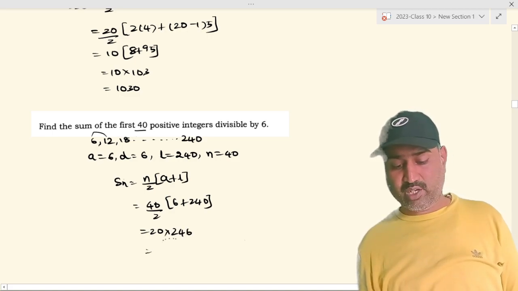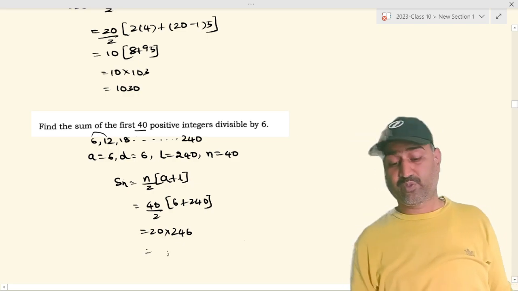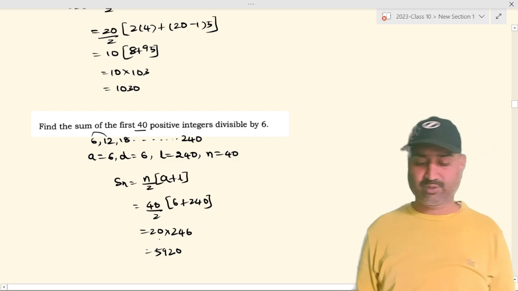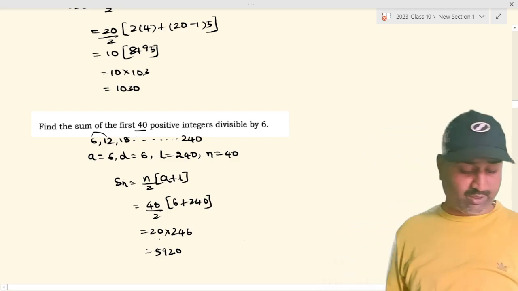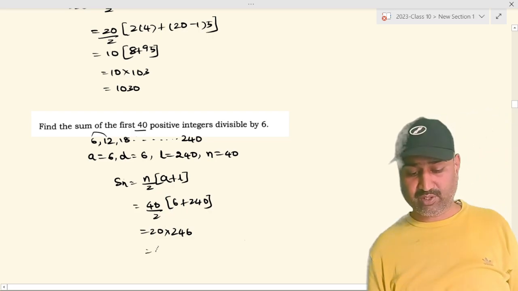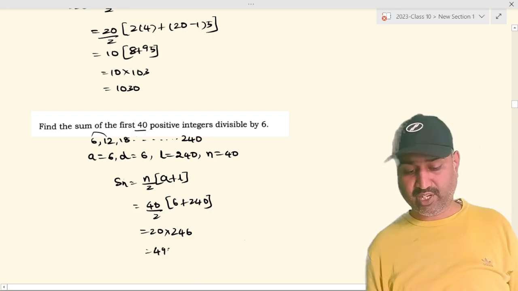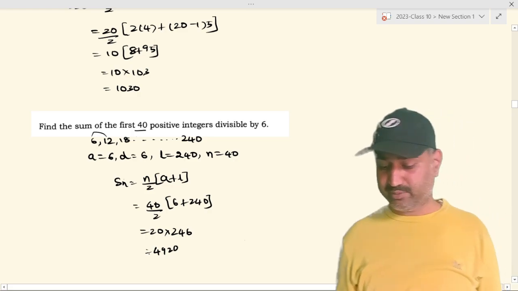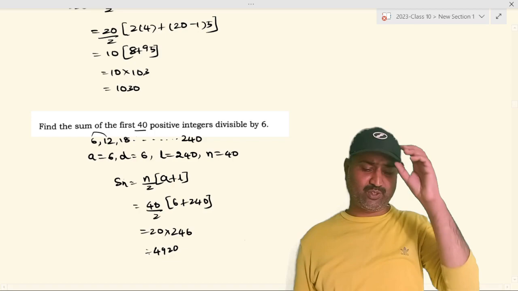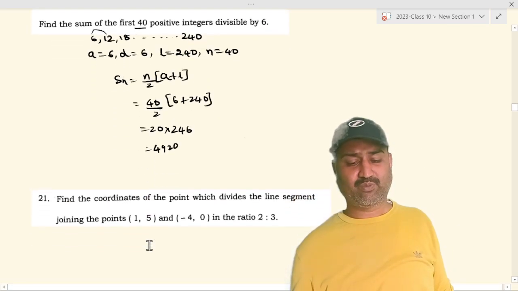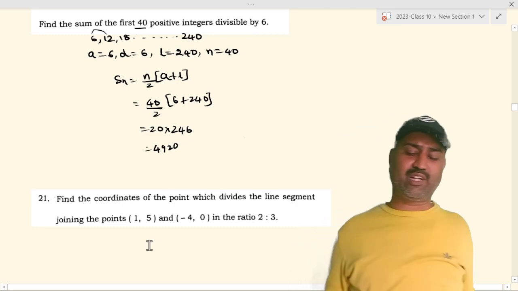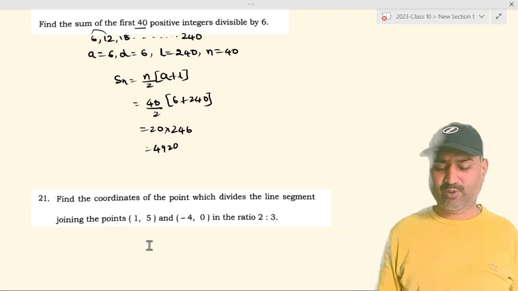Now 246 2s are 492, one extra 0 here, therefore the sum is 4920. A very easy problem. If you take the last term as 240, the equation becomes very simple to solve.